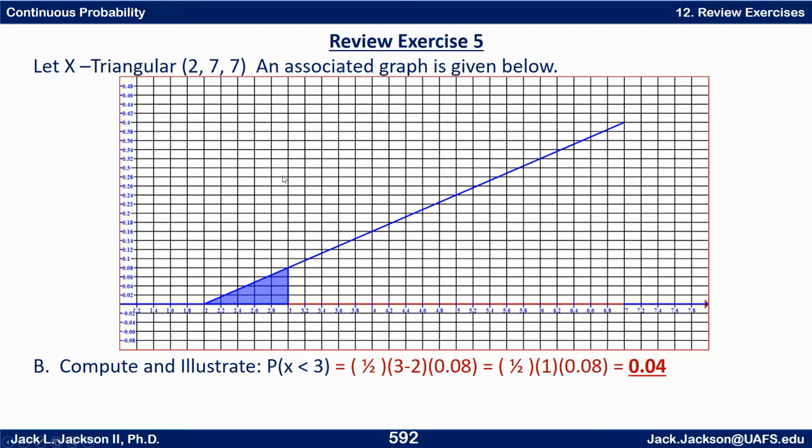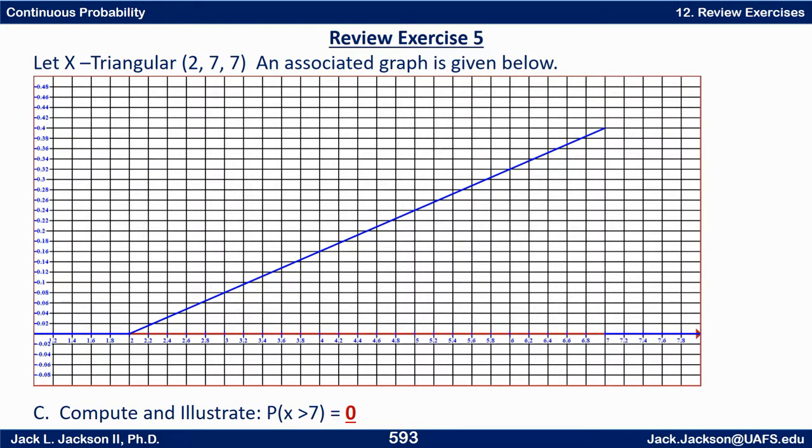So if we had the formula, we could plug 3 into the formula, and out would pop the PDF of 3, 0.08, which is this vertical distance of its height. Since we can actually read values off the grid, I can see this height over here as 0.08 as well. Okay, 1/2 of 0.08 is 0.04 times 1 is 0.04. And so that is that probability, 4/100ths, or 4%.